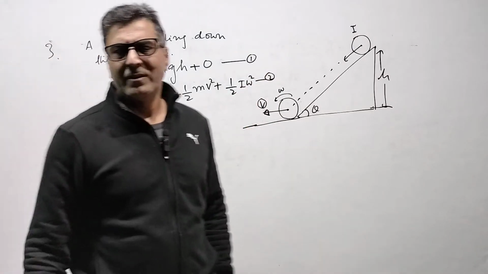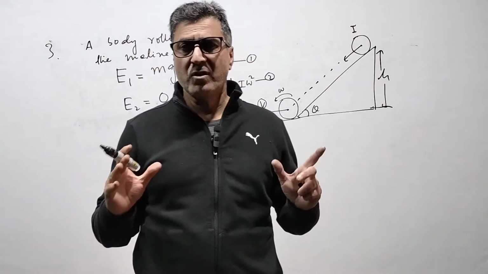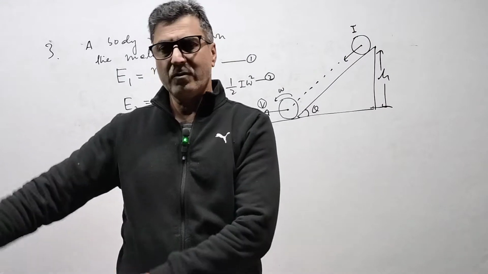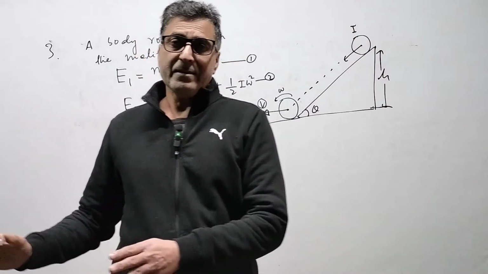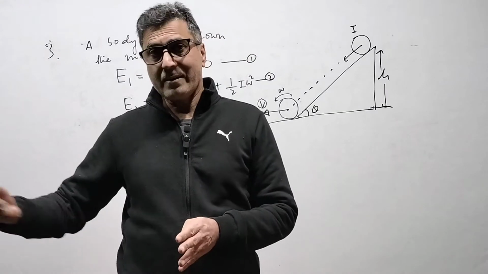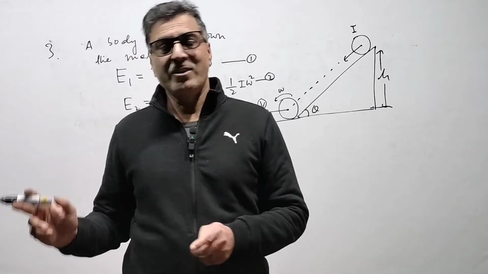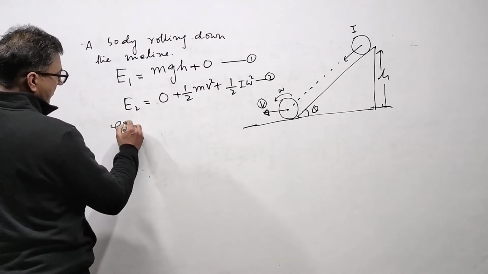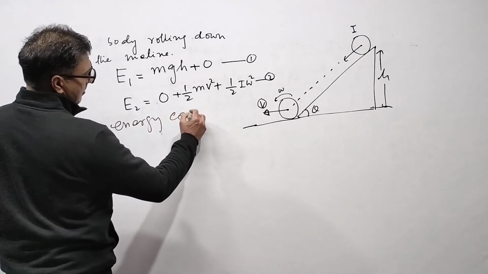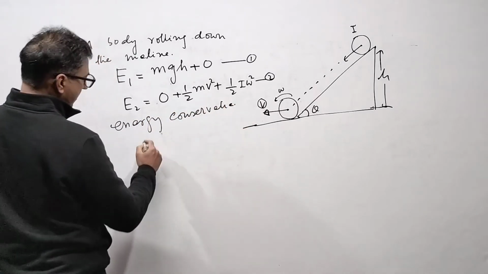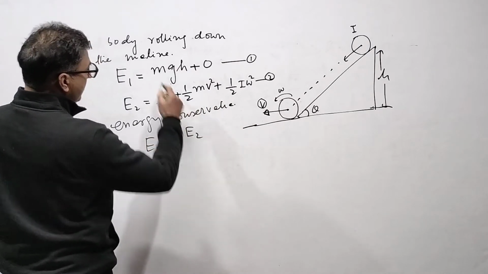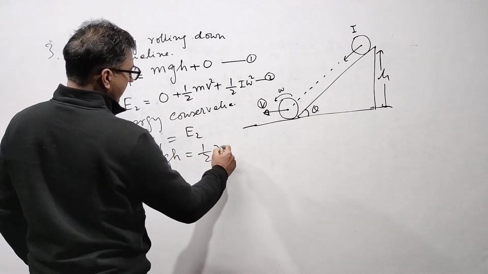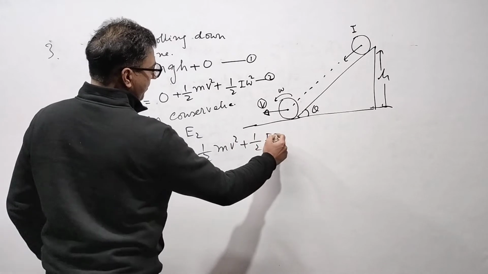So what should we do now? We have to conserve the energies, because total energy has to remain constant. The initial energy is equal to final energy. Initially it was totally potential energy, but finally when it goes onto the ground, it has total kinetic energy, in two forms: translational kinetic energy and rotational kinetic energy. Okay? So what should I write? Energy conservation. E1 is equal to E2. That is mgh is equal to 1 by 2 mv square plus 1 by 2 I omega square.